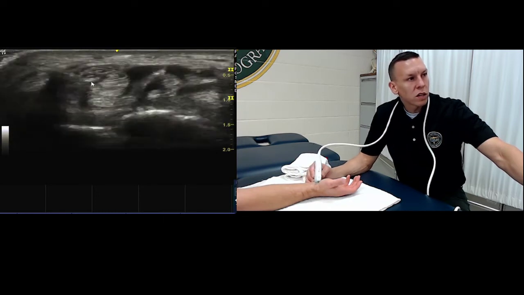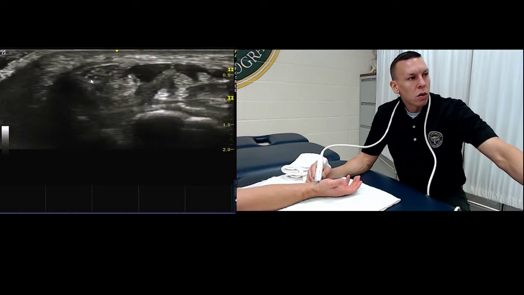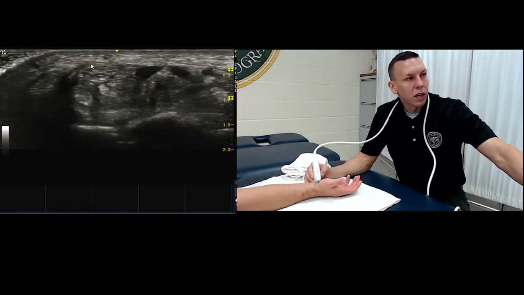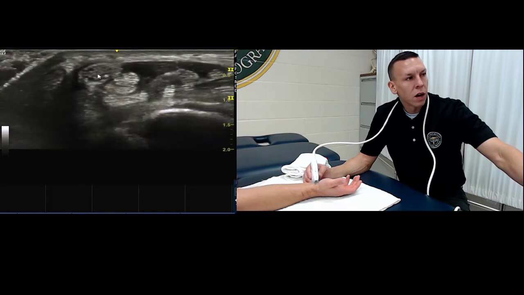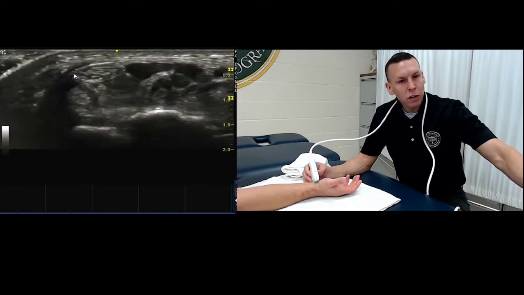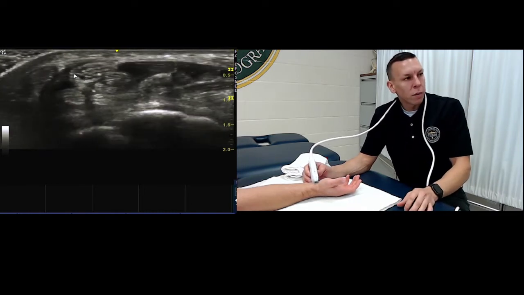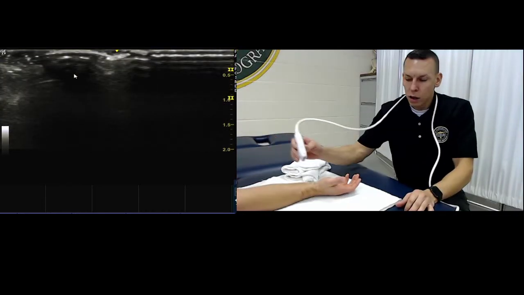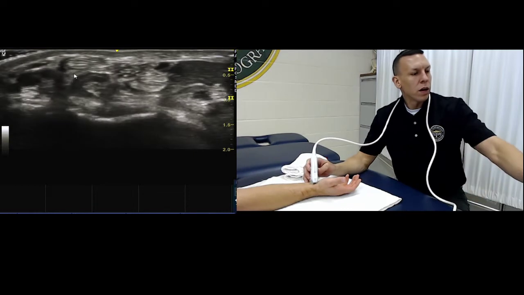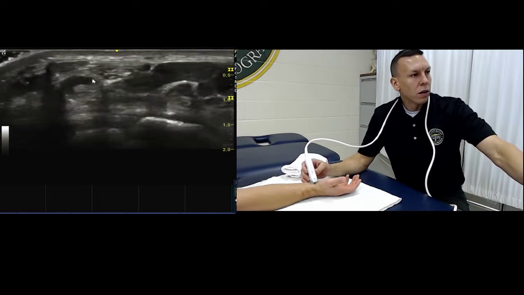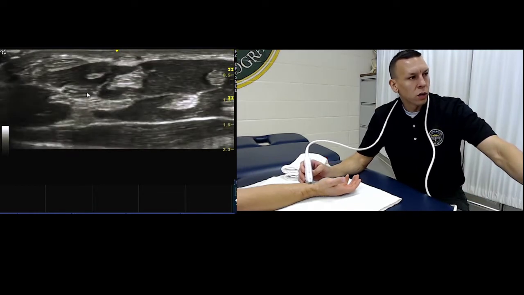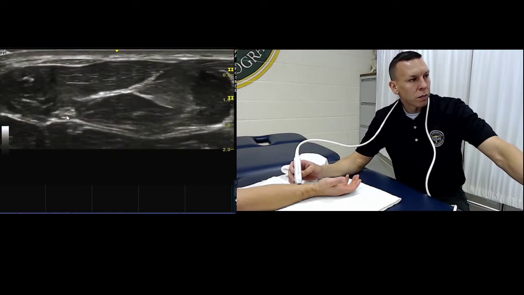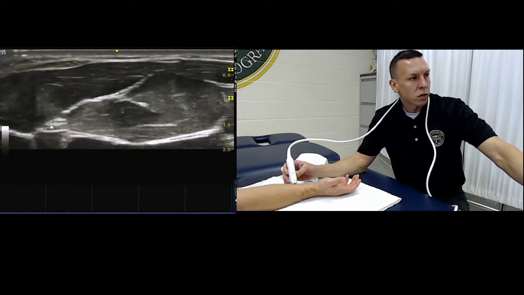And so sometimes you can toggle the probe a bit and look for that honeycomb appearance of the median nerve. But if you're having trouble identifying it, and you want to make sure you're on the median nerve, just take your probe and slide up the forearm, and the median nerve will dive deep, but it will stay basically the same size. It won't turn into a muscle, and so it's right here on the screen.